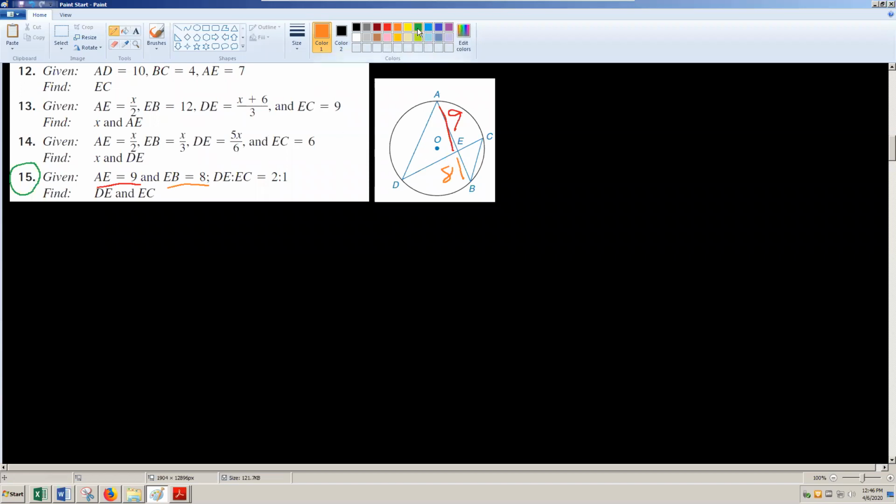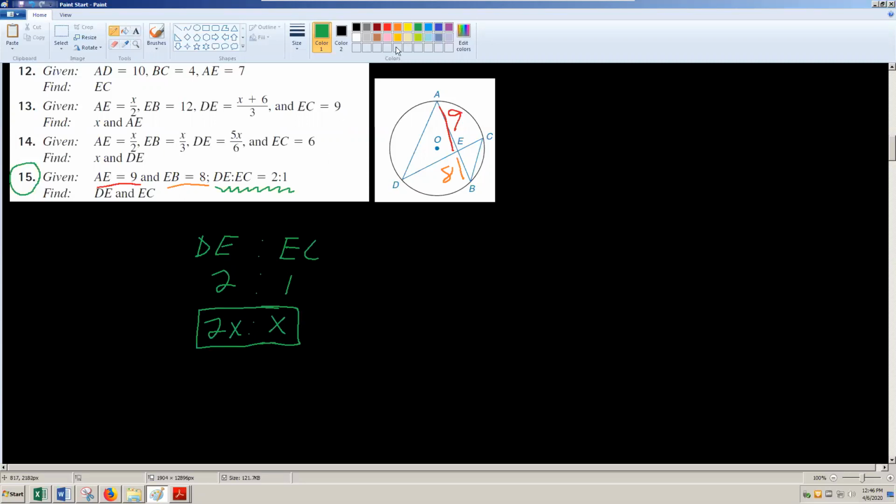Then we've got DE to EC is 2 to 1. So if I had DE and I were relating it to EC, they would be 2 to 1, and I don't know what they are, so I'm going to call it 2x to x. So this is really the tricky part of this problem, just getting this concept.